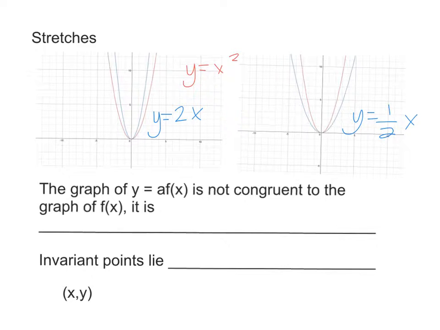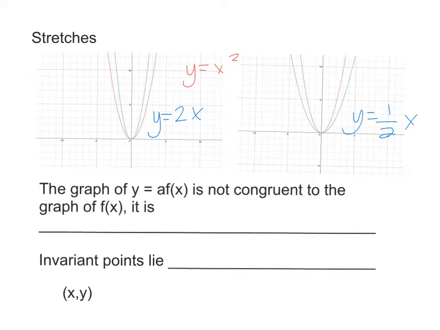So this blue one on the left is y equals 2x. The blue one on the right is y equals 1/2 x. And those are the first three graphs that you were doing. And what you should notice about it is, first of all, the graph of y equals a times f of x is not congruent to the graph of y equals f of x. So it's not the same size and shape anymore. It's the same general shape. It's still a parabola, but it's narrower or wider. It's actually taller or shorter, but because they're all infinitely wide and infinitely tall, it's kind of a strange definition of taller.